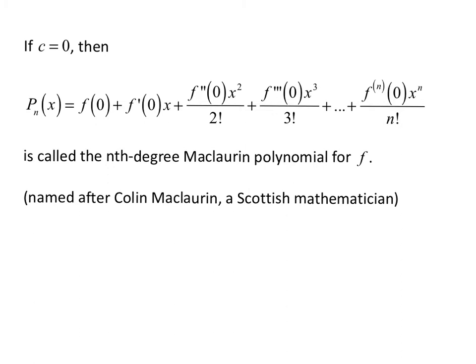So then instead of having the formal definition with c actually typed in, you just replace all the c's with 0. So p sub n of x is equal to f of 0 plus f prime of 0 times x plus f double prime of 0 times x squared. Notice on the Taylor polynomial it was x minus c quantity squared. Well, x minus 0 is just x squared over 2 factorial, plus the third derivative at 0 times x cubed over 3 factorial. And of course this just keeps going until you get to whatever degree you want to estimate the function at.